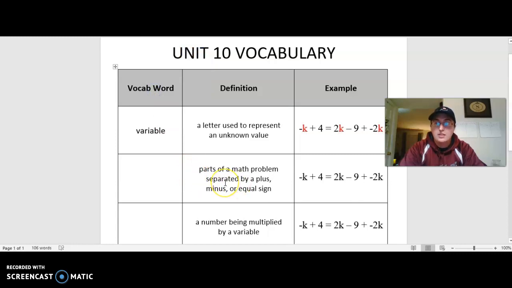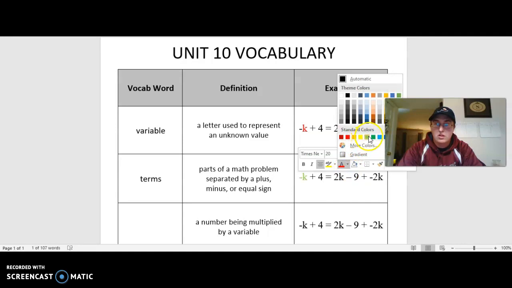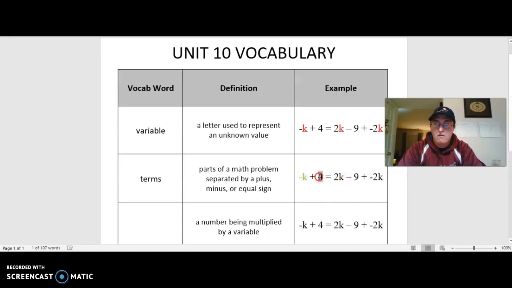All right, the next definition we have is a part of a math problem separated by a plus, minus, or equal sign. Those are our terms. Remember, everything before the plus sign counts as one term. So the negative and the K together count as a term. Let's make the terms light green. 4 is a term. 2K is a term. 9 is a term. And negative 2K is a term.